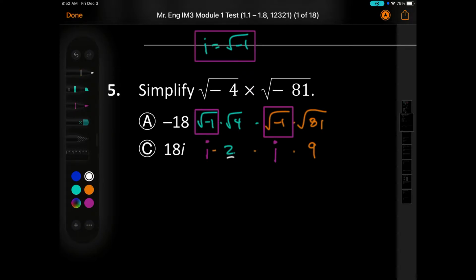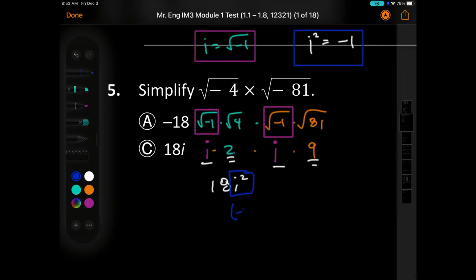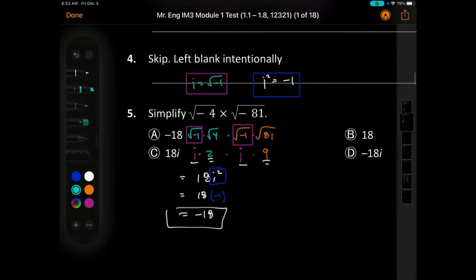So I'll get 18, and i times i is i squared. Now, another one we need to know is that i squared equals -1. So right here, I'm going to write -1. So 18 times -1 is just going to be -18 is my answer. And that would be choice A.